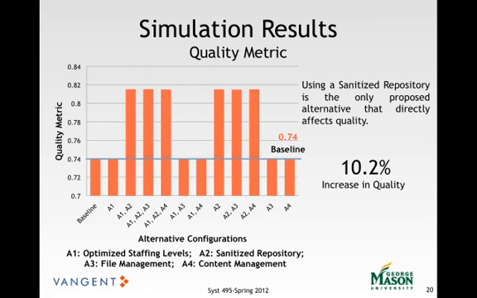The quality results from the simulation are basically that the sanitized repository causes a 10.2% increase in quality due to the increase of information availability it brings, while all other alternatives do not affect quality. Seen here are all configurations that include the sanitized repository up at a 10.2% increase in quality above the baseline expected.